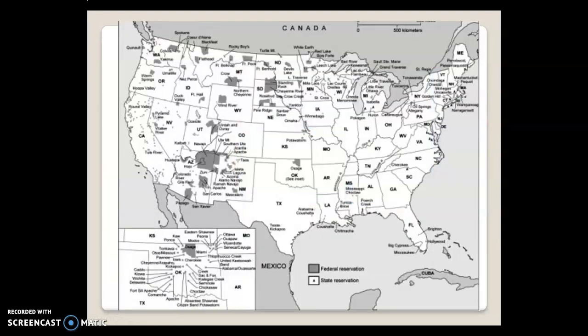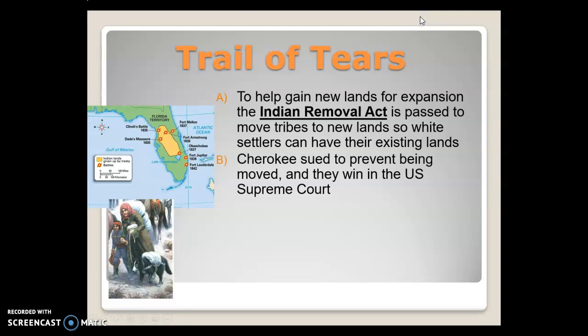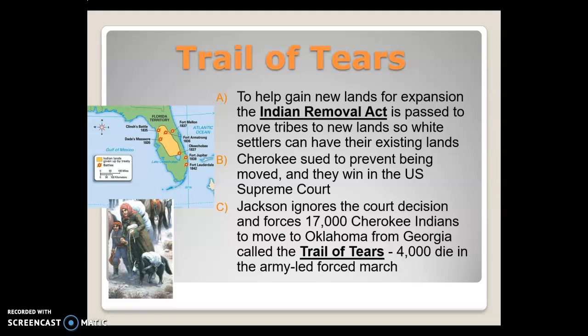And you can see the reservations if you know anything about these lands. The reservations here tended to be on the worst lands. In Nevada, for example, Pyramid Lake, just north of that, not good land for farming. As we talked about the movement of natives off of their homelands and onto reservations, the Indian Removal Act would force groups like the Cherokee, who would even sue, Jackson would ignore it. 4,000 would die out of the 17,000 because of the movement to reservations.